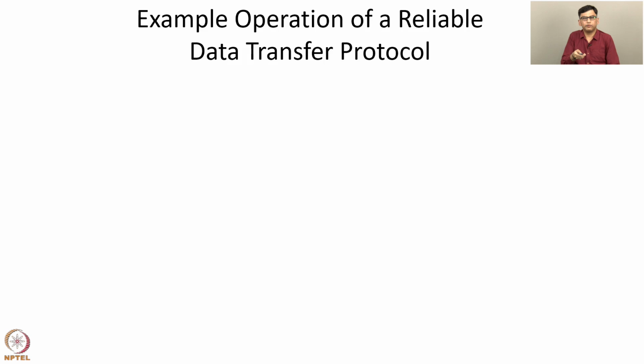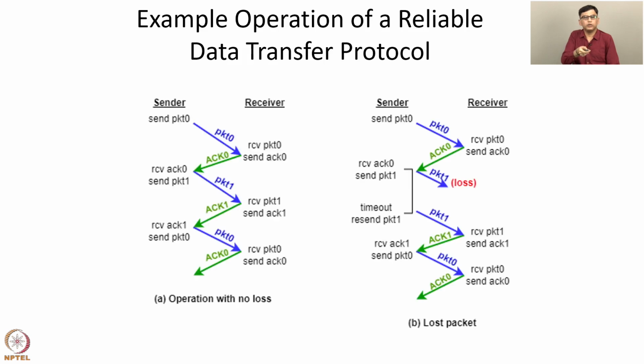This shows an example operation of a reliable data transfer protocol. The figure on the left shows operation with no loss. The sender sends a packet to the receiver, and the receiver sends an acknowledgement. Then the sender sends the next packet, and the receiver sends an acknowledgement, and so on. Here, the first packet has a sequence number of 0, the second packet has a sequence number of 1, the third packet has a sequence number of 0, and so on. So the sequence numbers are modulo 2. In general, sequence numbers are modulo a larger number. For example, there might be, say, 10,000 different sequence numbers used, so the sequence numbers go from 0 to 9999.